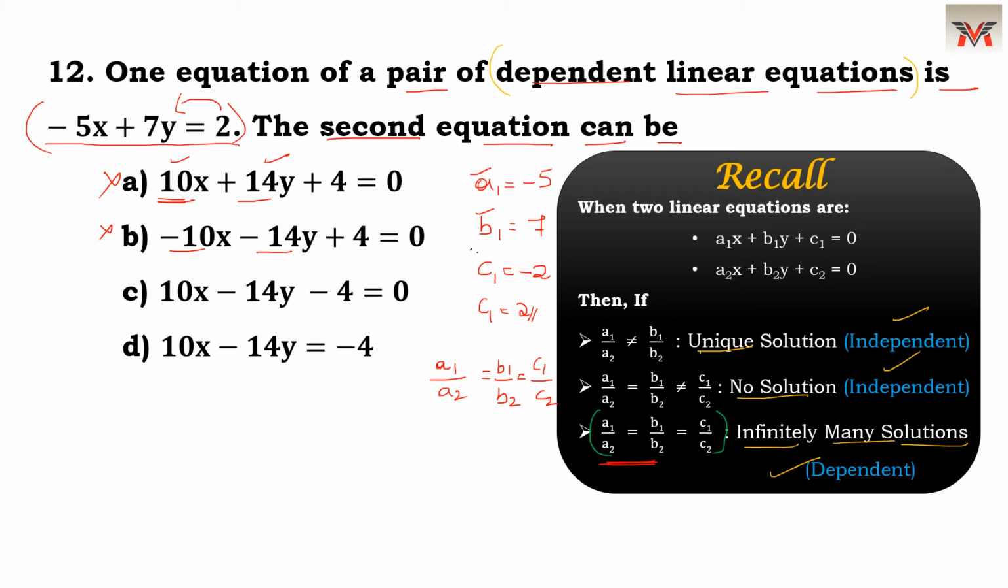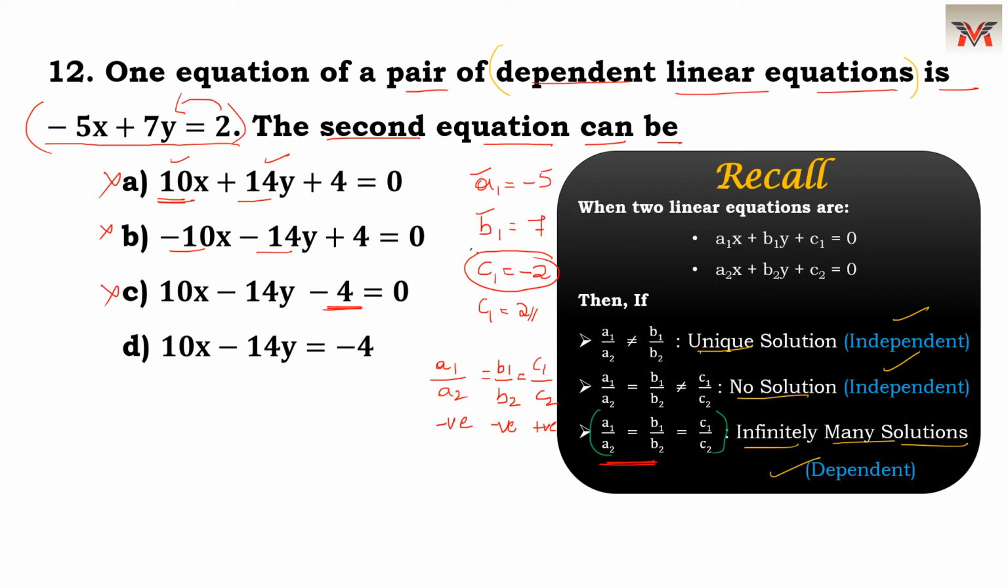So if you observe here, I have C2 as -4, and from the given equation, if you take C1, it is -2. Therefore, what happens? We have A1 by A2 as a negative value, as well as B1 by B2 as a negative value, but we'll get C1 by C2 as a positive value. Therefore, we can even eliminate the third option.